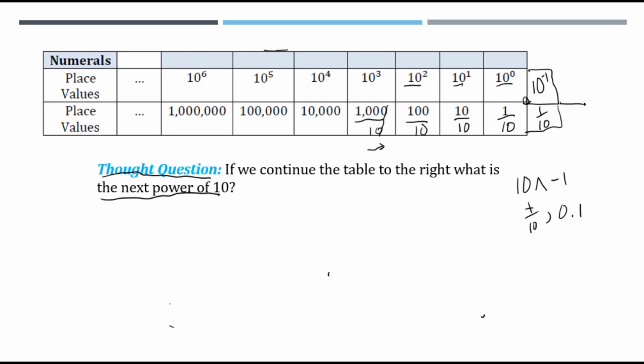So let's carry it one more place, just for giggles. This is going to be 10 to the negative 2, which means take 1 and divide it by 10 two times, which is 1 over 100. In decimal notation, 0.01.